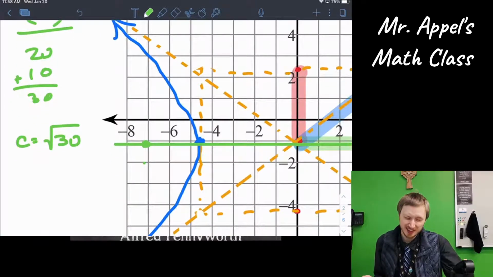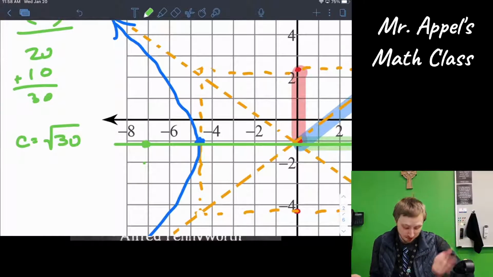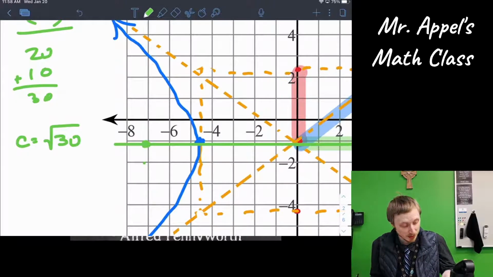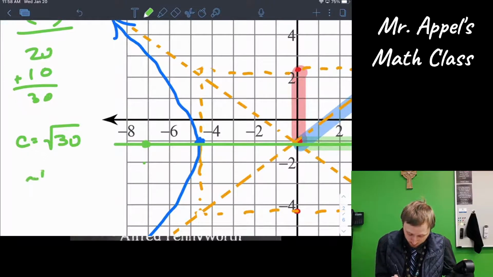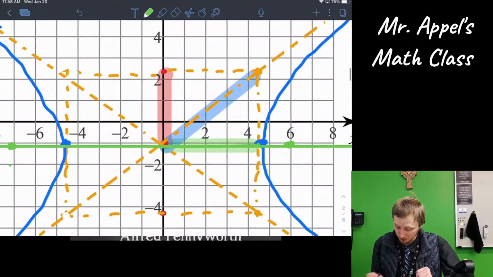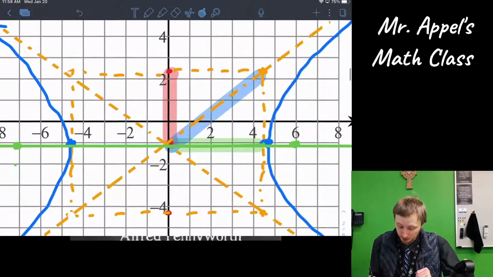30 is 6 times 5. 2 times 3 times 5. There's nothing we can pull out of there. Square root of 30. Okay? But if you want decimal approximation, square root of 30, about 5.47. So, yeah, a little bit more than 5. Maybe I went even a little too far, right? 5.5.